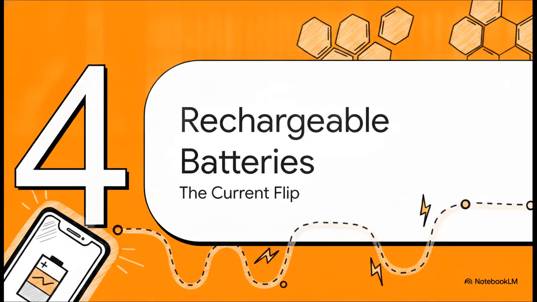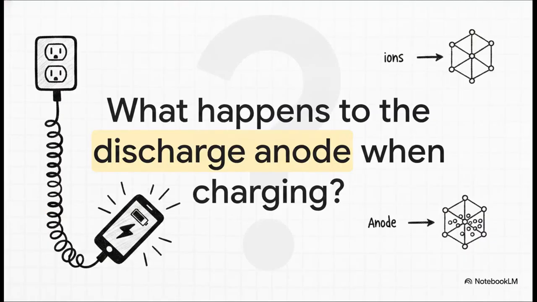Section 4. The rechargeable battery flip. Let's pull this out of the chemistry lab and into the smartphone that is probably sitting in your pocket right now. Think about the exact moment you plug your phone into the wall. We know it takes in power, obviously, but what chemically happens to the battery's operating state? Specifically, what happens to the electrode that was just acting as your anode while you were scrolling and texting?